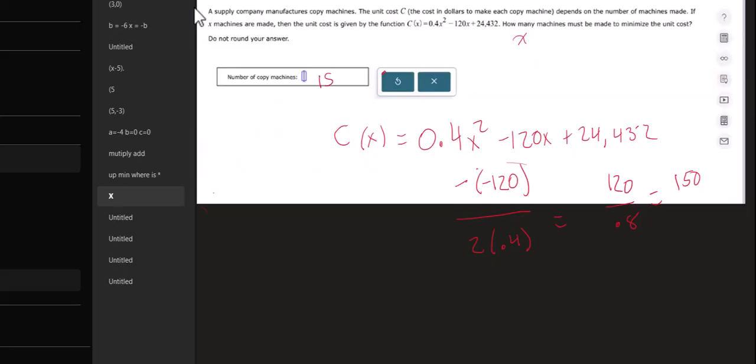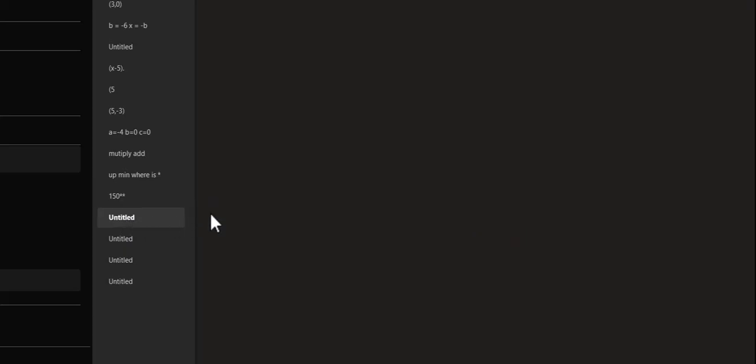150. So whenever this thing here is saying number, they're asking for the x. If it's what the function is doing, like if it asks for the cost, that would be the y. Oh, another good question.